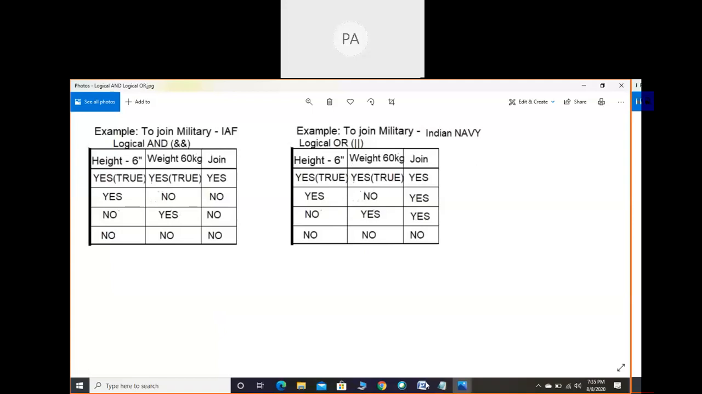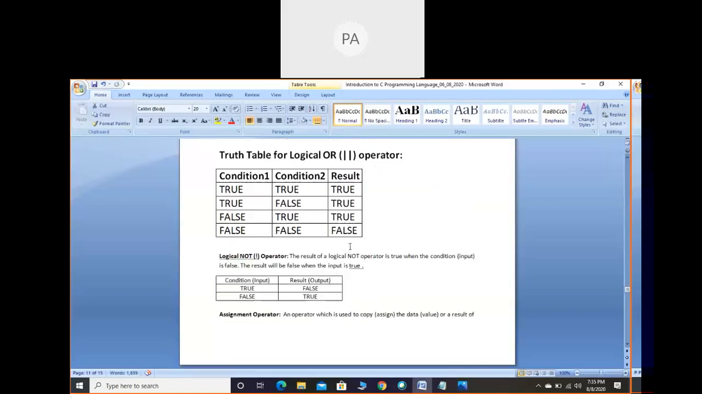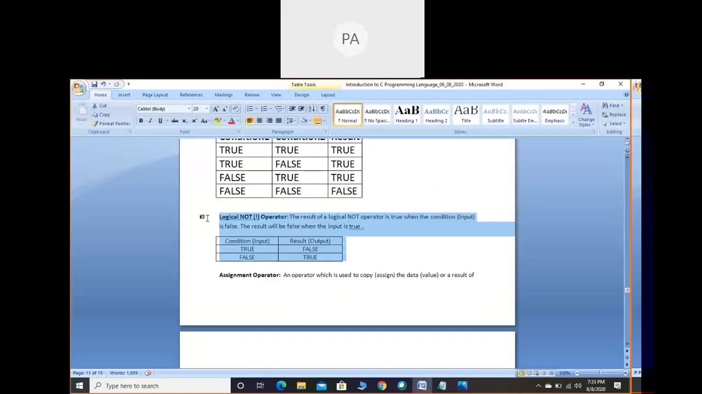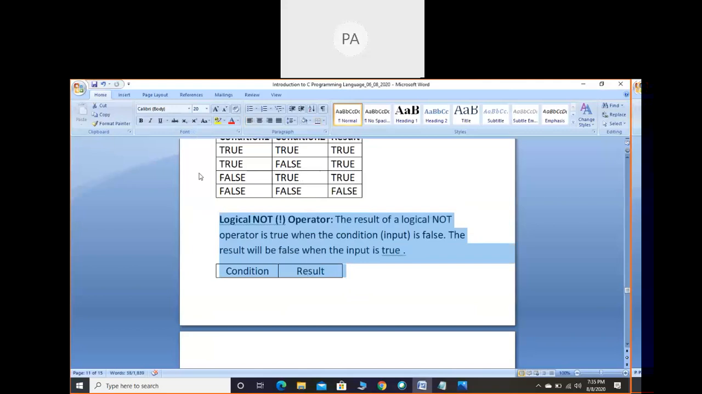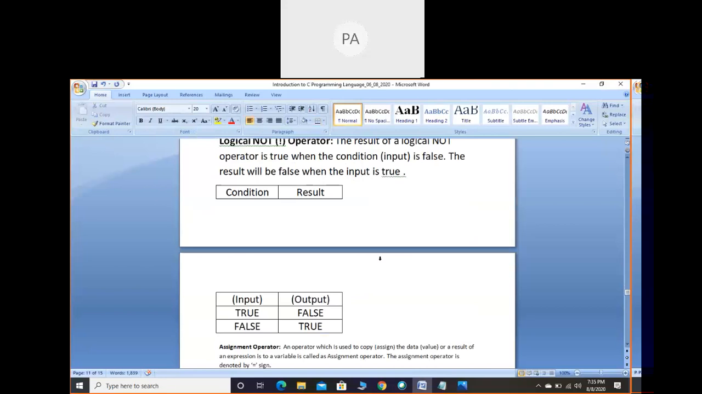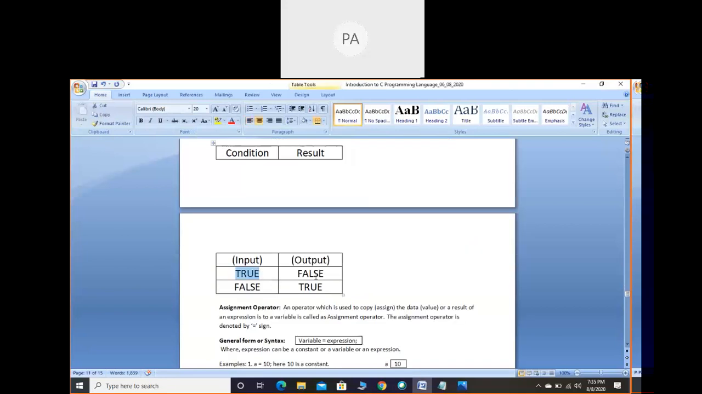Okay, next we'll go for logical not. The result of the logical not operator is false when the condition, that is the input, is true. The result will be true when the input is false. So it is the opposite. If the condition is true, the result, that is the output, is false. If the condition is false, the result is true. Condition means here the input, or we can consider it the operand.